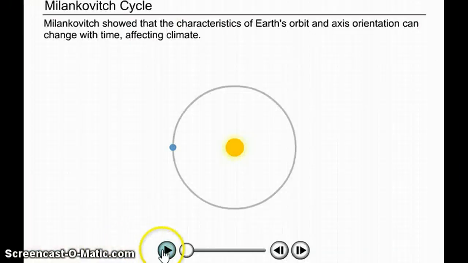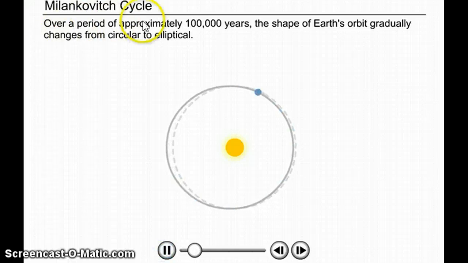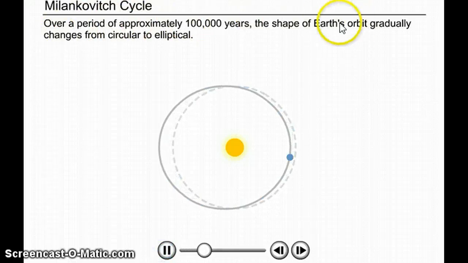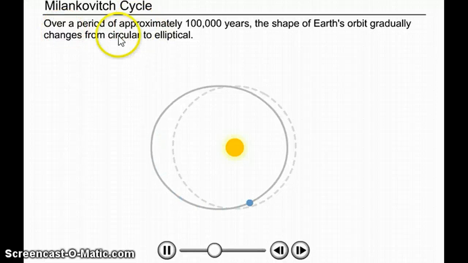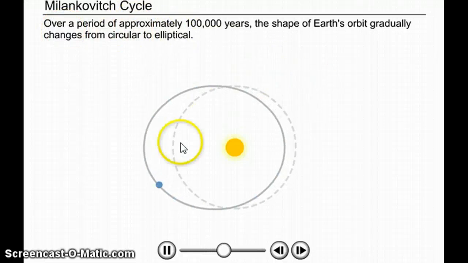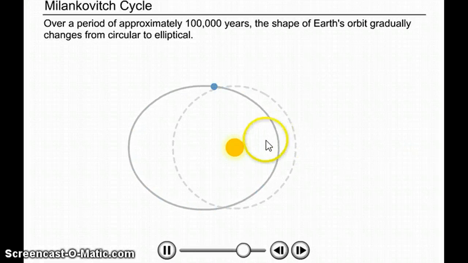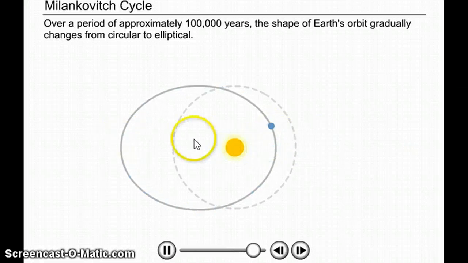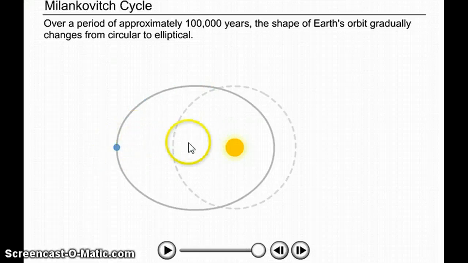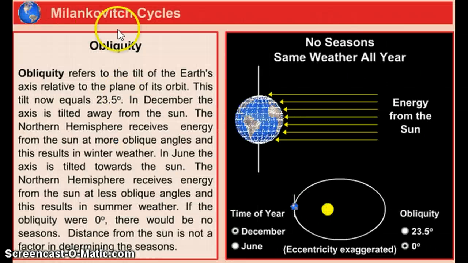So, a little clear animation here for the Milankovitch cycle: over a period of about 100,000 years, the shape of the Earth's orbit gradually changes from circular to elliptical. And that's what we're seeing here. Notice, perihelion and aphelion values are going to change, and so therefore does the E value over large scales of time. The second of the Milankovitch cycles involves obliquity.